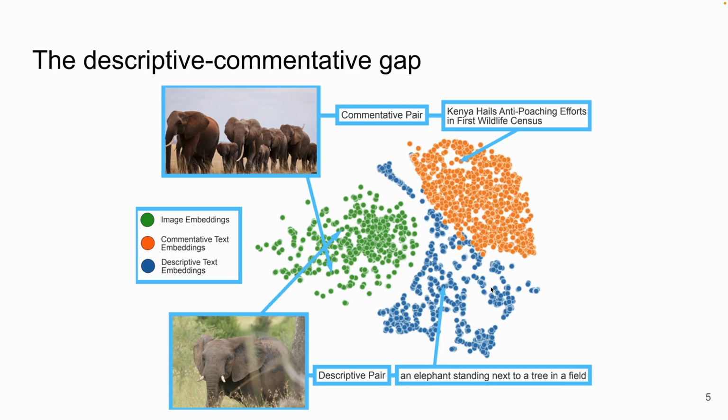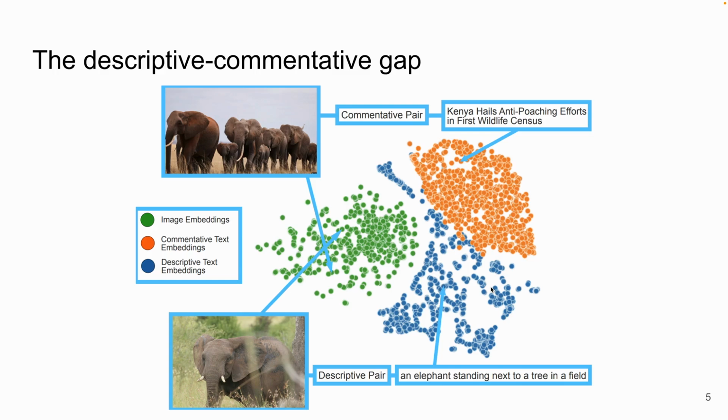CLIP models are trained almost entirely on what we would call descriptive pairs of images and text. You can see an example of this down at the bottom. You have an elephant, and the text that it would be paired with is "an elephant standing next to a tree in a field," right? It simply lists more or less the objects that are visible in the image.